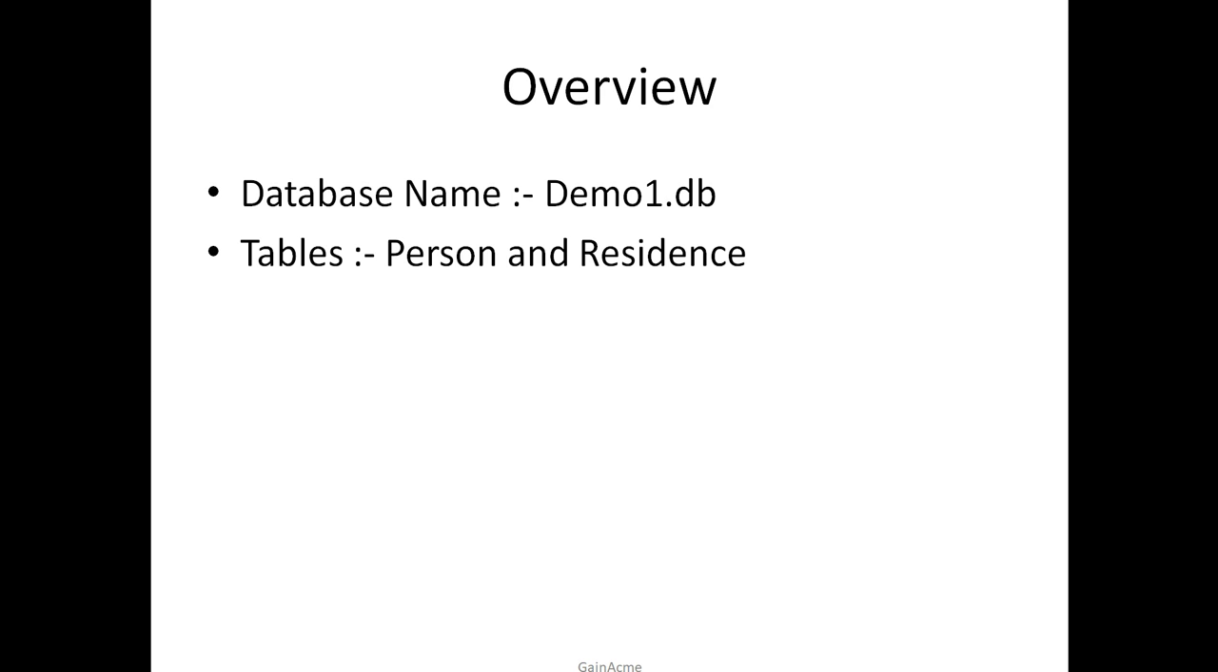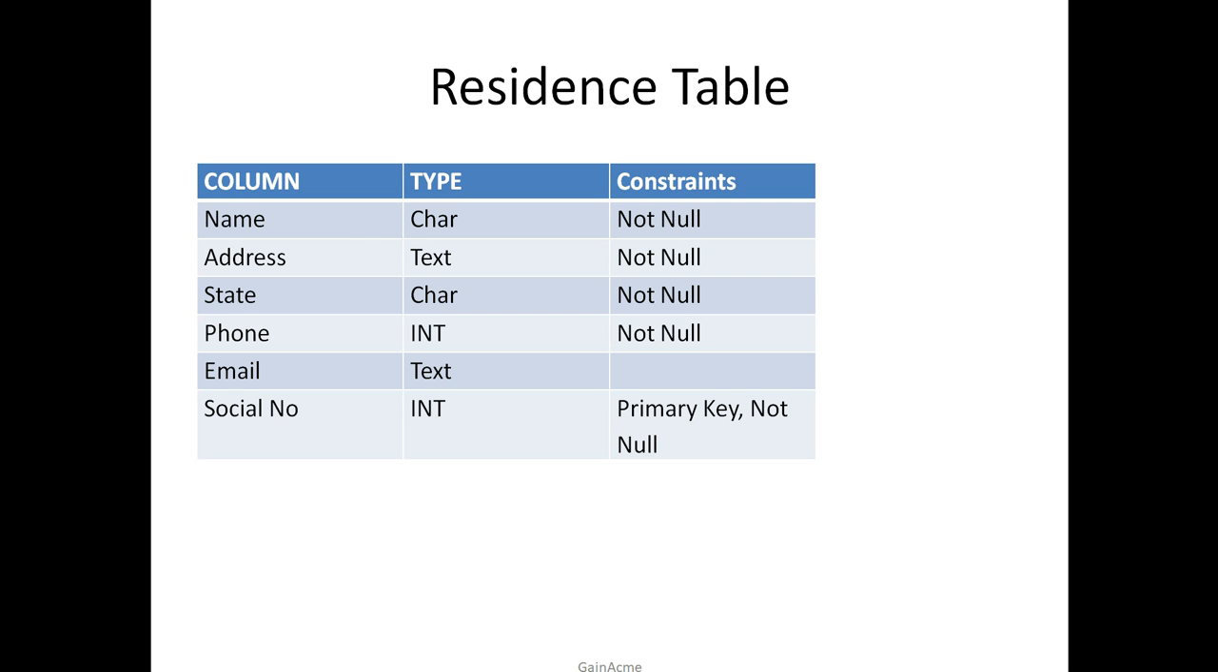So now we are going to create a database. The name of the database will be demo1.db, and it will consist of two tables, person and residence. The residence table will have these columns: name, address, state, phone, email, and social number. And these are the types of these columns, and each column has these constraints. Not null means the value of that column cannot be empty or null. So the primary key of the residence table will be social number.